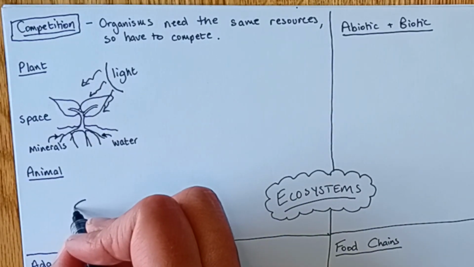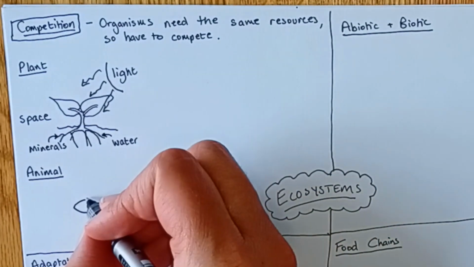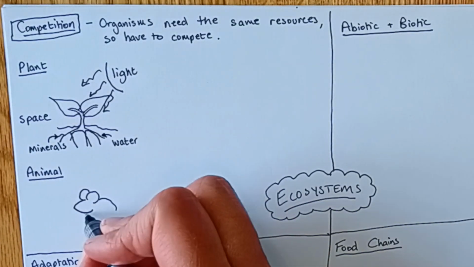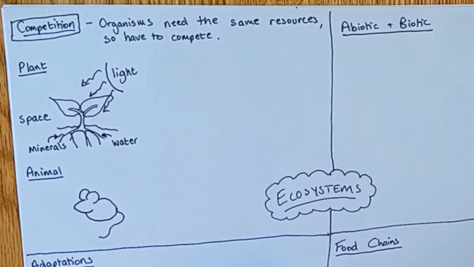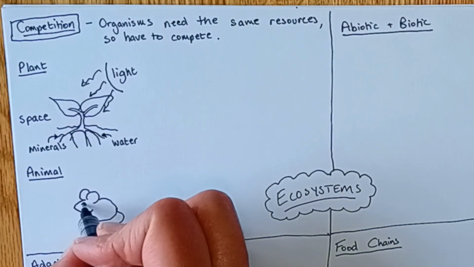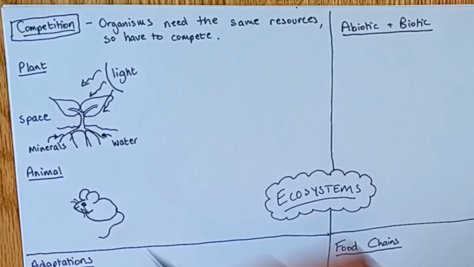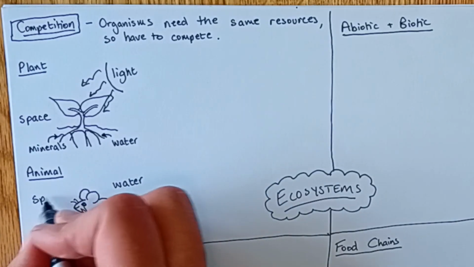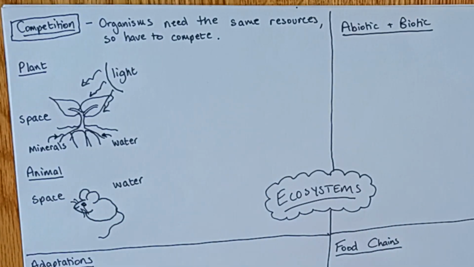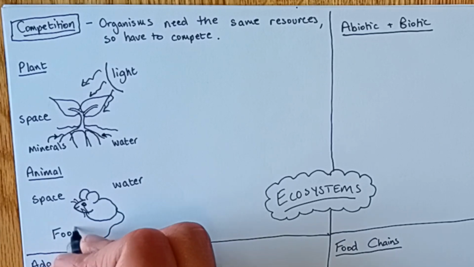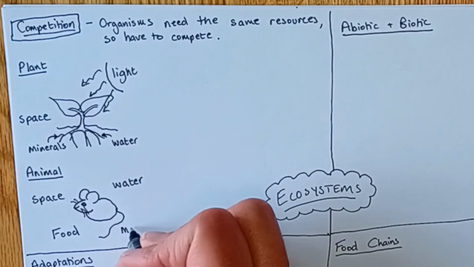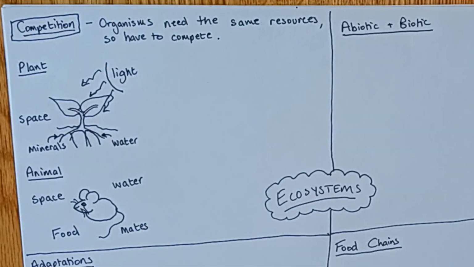Animals then, I'm going to just draw a little mouse. Animals also compete for water and space, but they need food, not light to photosynthesize and make glucose. They need to eat food and they need mates. And by mates, we mean something of the same sex to reproduce with.